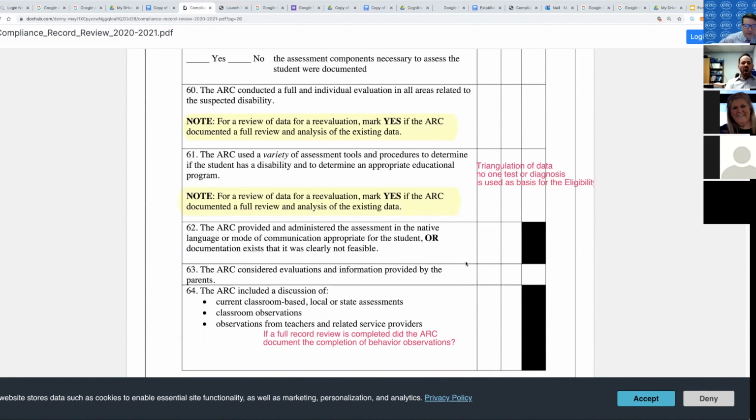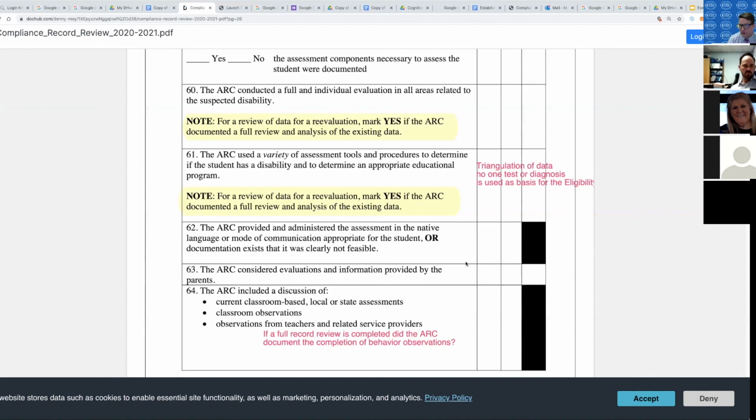Now, what they're talking about here is you can't use one source of information to find a student eligible. You can't get an ADHD determination from a doctor and put a kid in other health impairment without doing a full evaluation. Okay, I know that sounds silly, but you can't do it. You can't do it with an autism documentation either. You have to go and do the evaluation and do the appropriate triangulation of data that's going to say, yes, the student needs special design instruction.